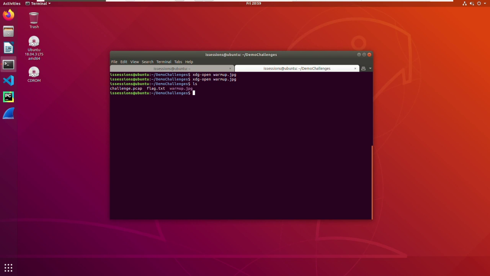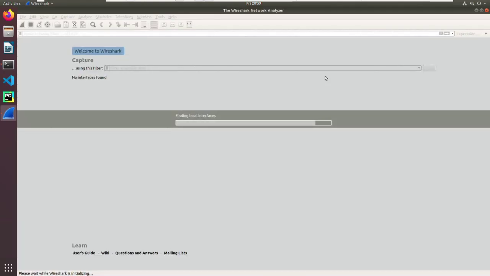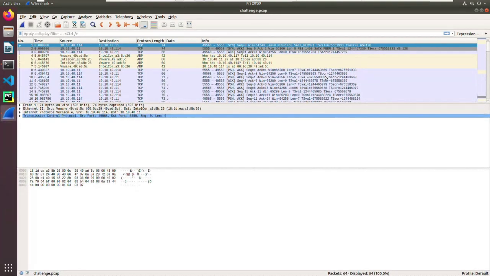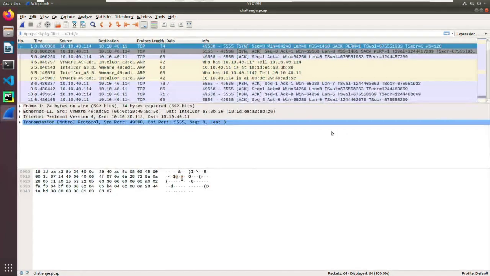So if we take a look at this PCAP here. Sorry? Why not tcpdump? I'll do tshark later. Okay. Oh, wow, you can do that. That's cool. Okay. Everyone can see that okay?